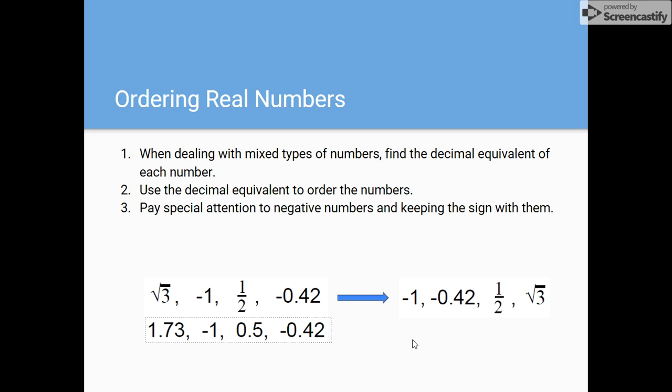So when dealing with mixed numbers, find the decimal equivalent of each number, and you can use that decimal equivalent to order them. So here I found the decimal equivalent. I went out to 2 decimal places. It seemed to be enough. Square root of 3 equaled 1.73. Negative 1 1/2 is negative 1.5, and negative 0.42. I didn't have to convert it. So when I'm moving them over, I'm going to leave them.